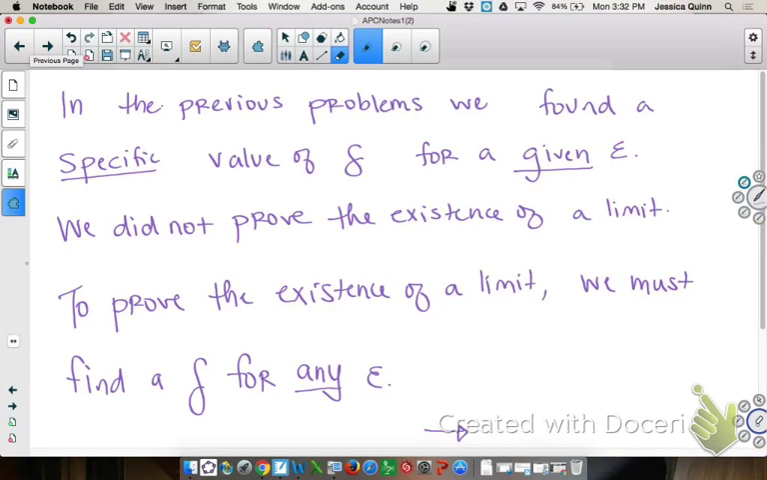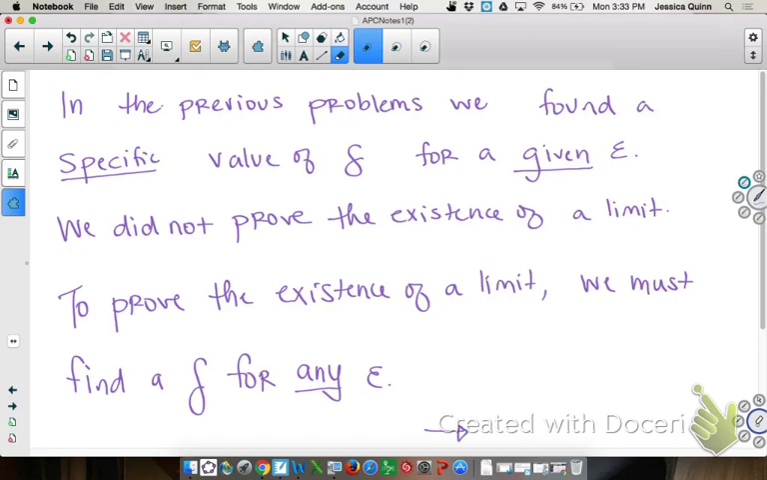Okay, so in the previous two problems that were on the notebook file, we found a specific value of delta for any given epsilon. So we weren't proving the existence of a limit, we were just saying if we were given some epsilon by Dr. Ron Larson, evil Dr. Ron Larson, then we could come up with a delta that would always get us into that interval that he had given us.